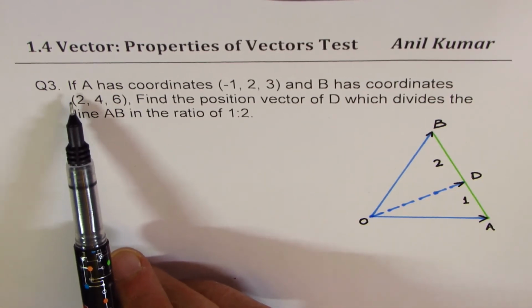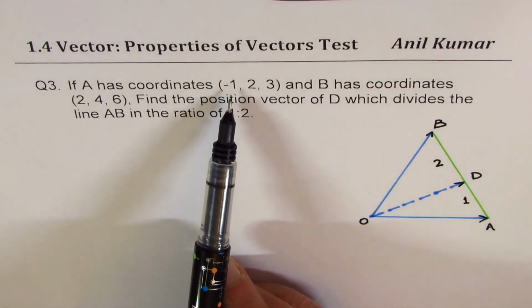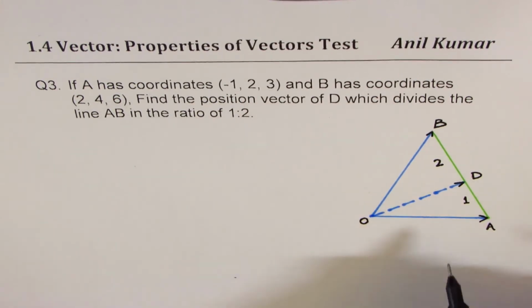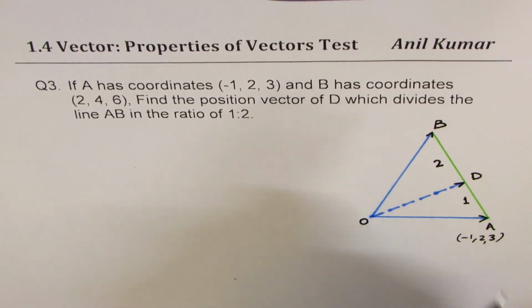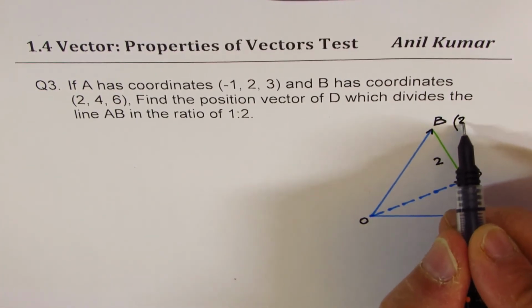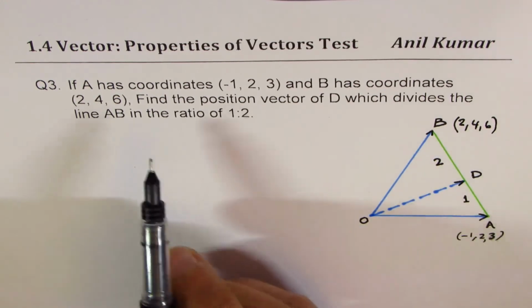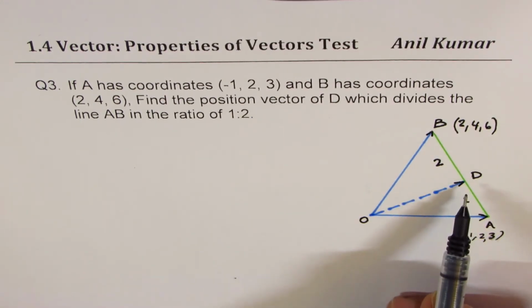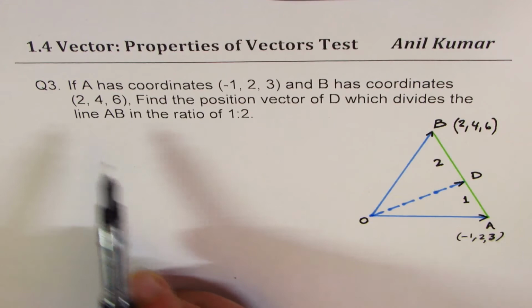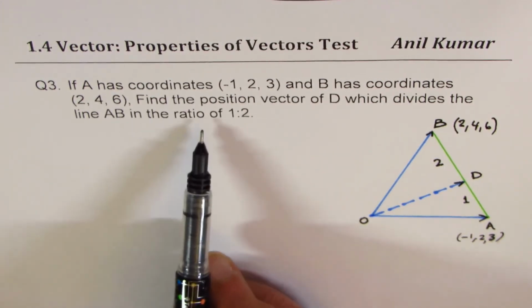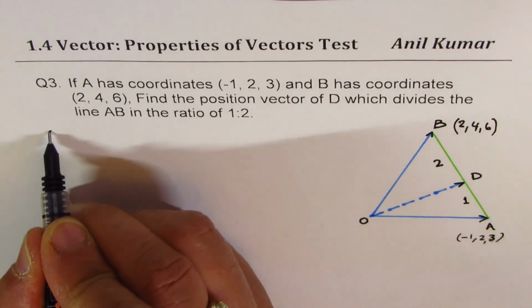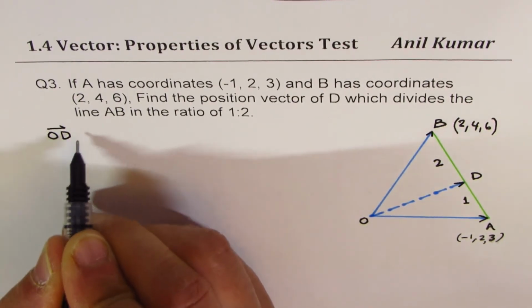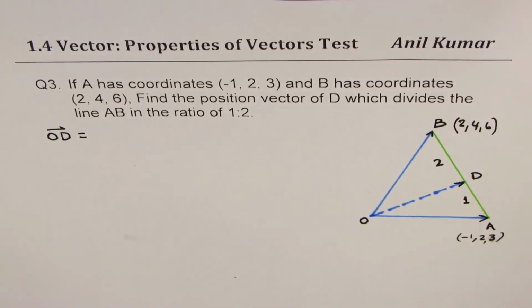Question is, if A has coordinates minus 1, 2, 3, and B has coordinates 2, 4, 6, find position vector D which divides the line AB in the ratio of 1:2. When I say position vector, we say OD, right? So from origin, we want to find this position vector. That's the whole idea, right?